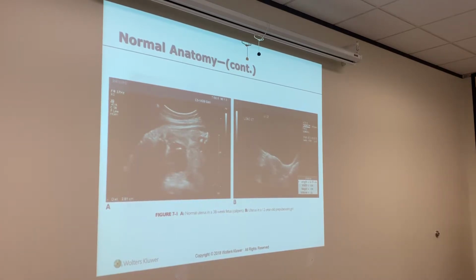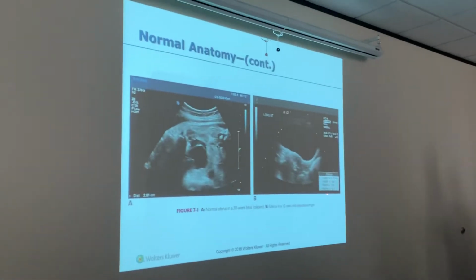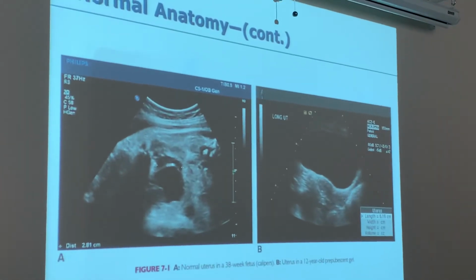Notice the measurements at the bottom. This is done automatically for us by our machines. Okay.